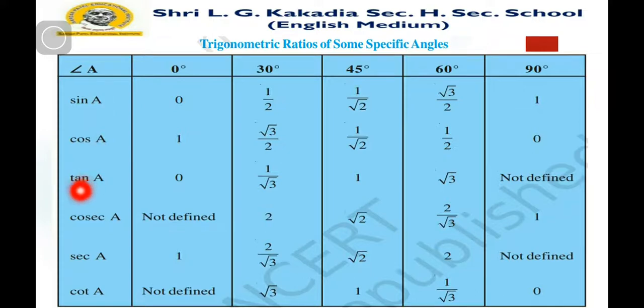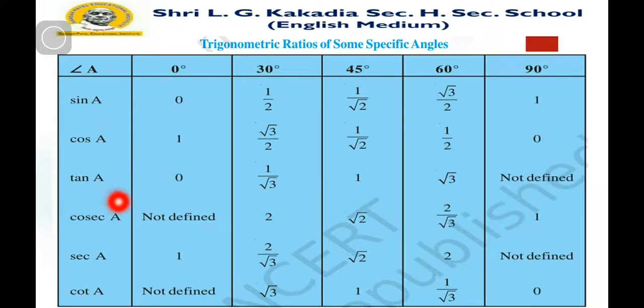Now tan A. We know that tan A is equal to sin A upon cos A. So 0 upon 1 is equal to 0. 1 upon 2 over square root 3 upon 2 will be 1 over square root 3. 1 over square root 2 over 1 over square root 2 will be 1, then square root 3, and we know that 1 over 0 is not defined. So these values are obtained by this formula.